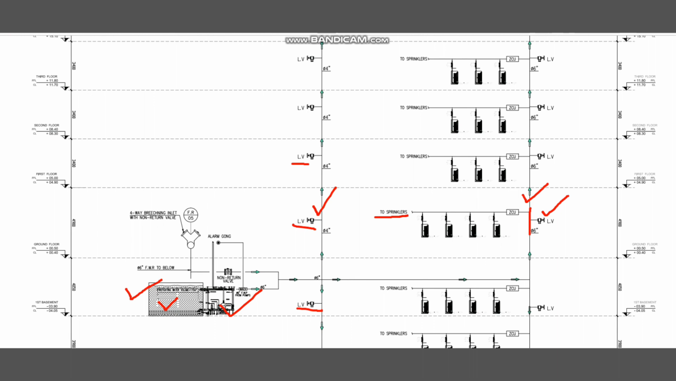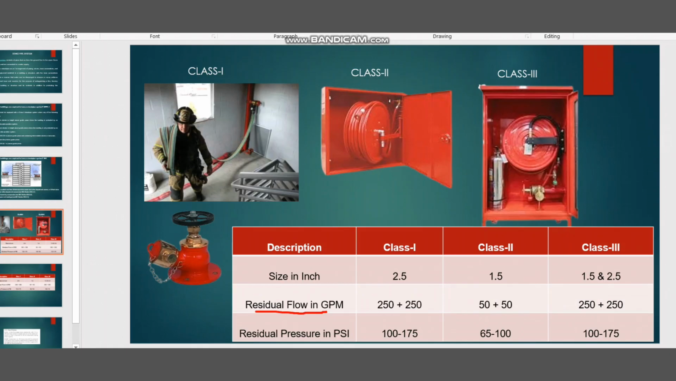As per NFPA 14, we can provide a combined standpipe system, combining both the landing valve and the sprinklers. But some civil defense authorities say that we need to have a separate standpipe for the landing valve and fire hose cabinet, and a separate riser for the sprinkler system. So you have to verify your local civil defense requirements before you start the design. In this case, we need to know the residual flow and residual pressure in the system to perform the hydraulic calculation and also to determine the pump size for the system.